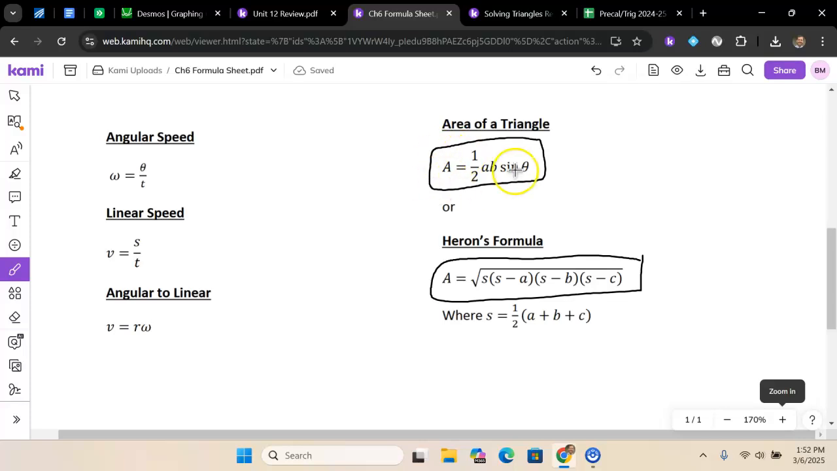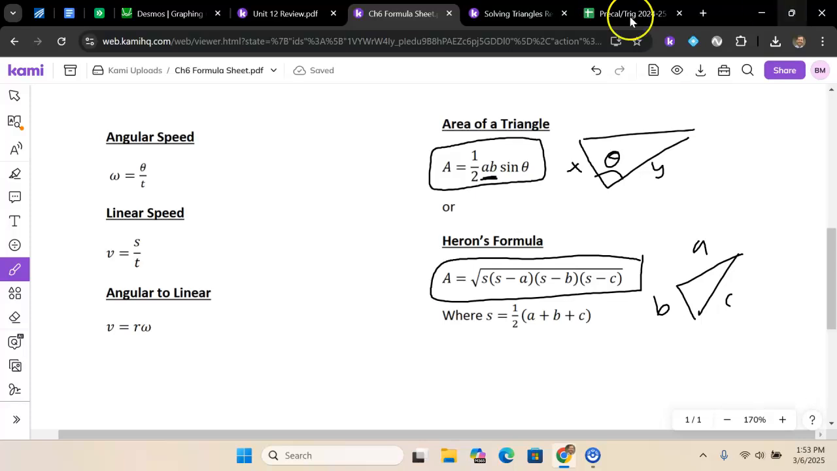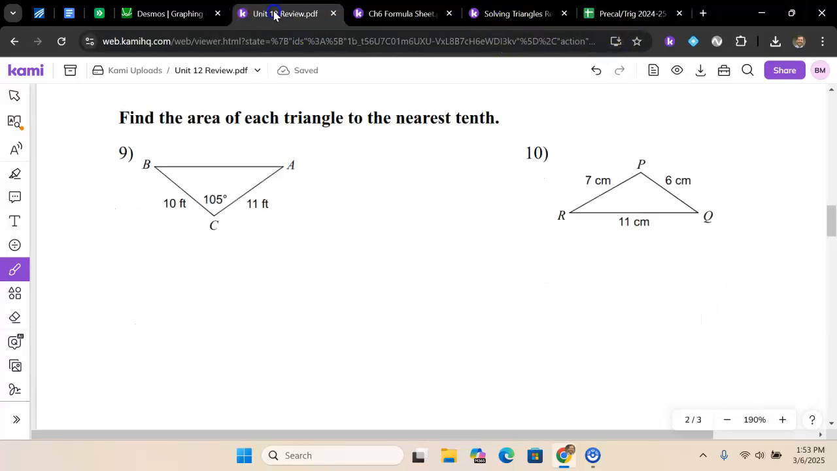The first formula you want to use if you are given 2 side lengths and the angle in between. It doesn't really matter, they don't have to be called A and B. So if I'm given some side length here, another side length here, and the angle in between, then I want to use this formula. You want to use Heron's formula if you have all 3 side lengths. I don't have any of the angles, but I can find the area if I'm given all 3 side lengths. So on the review here, I've given you one of each.